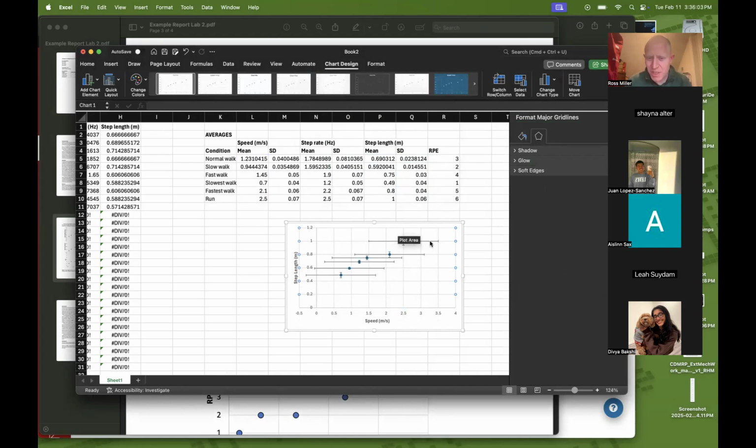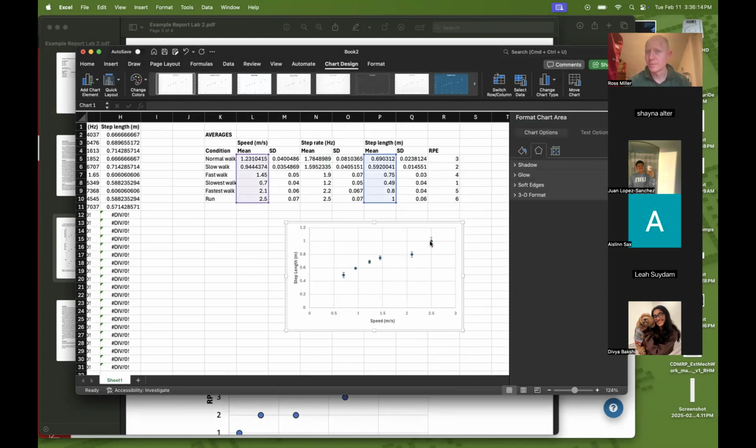Sometimes it's got these sideways ones here. I don't know why it sometimes puts that on and sometimes doesn't, but we don't need those. We just want the vertical error bars. So you can just click on those sideways ones if they show up and push delete on your keyboard and that'll get rid of them. Okay.